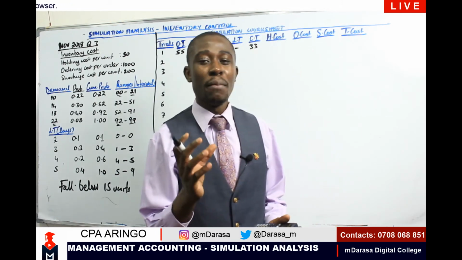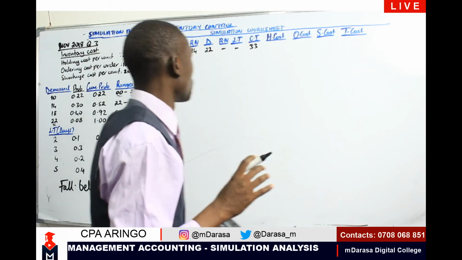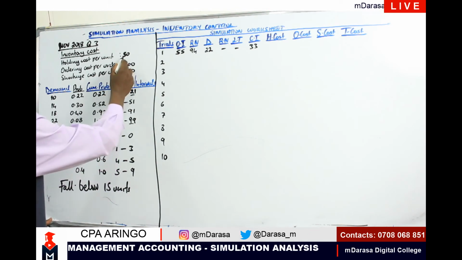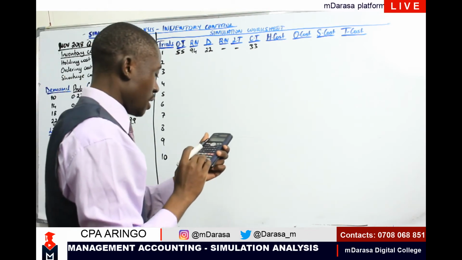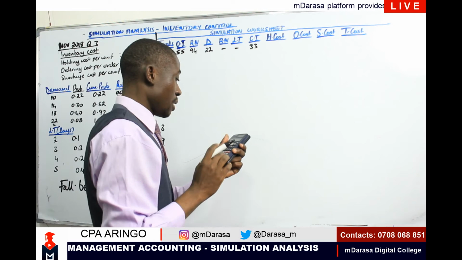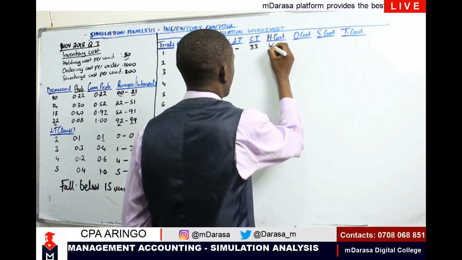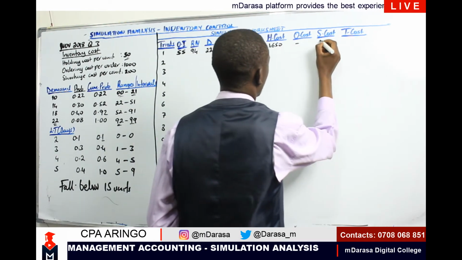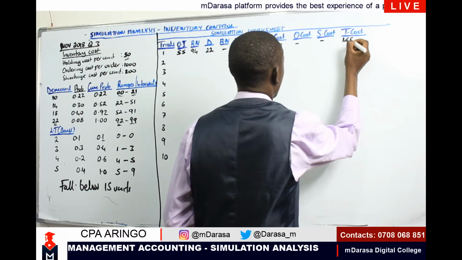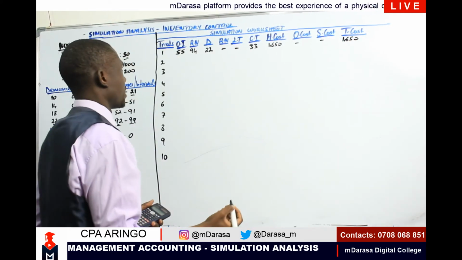Then what are we being charged in maintaining this inventory per unit? In maintaining the inventory per unit, you are charged 50 shillings. So you should be having 33 by 50. That should give us 1,650. So we are done with that case.